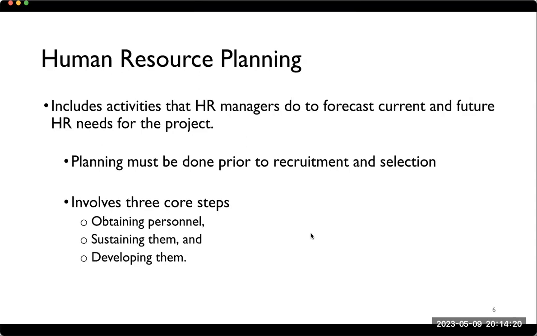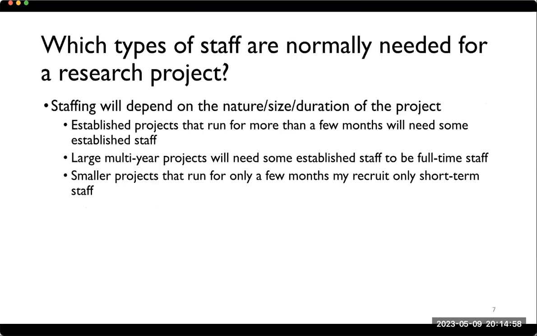And so human resource planning will engage into a process of forecasting, like what is the current need and what's the future need for the research project, so that we can plan that recruitment and then selection. So we are looking at 3 core steps: obtaining the personnel. We want to sustain those personnel once they get on board, but also we want to develop the human resource, so that we can contribute to their capacities by the time the project comes to a close, or by the time they leave the project, whichever happens first.